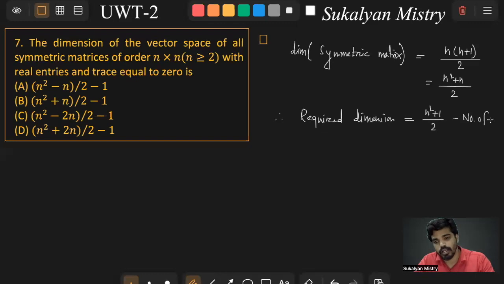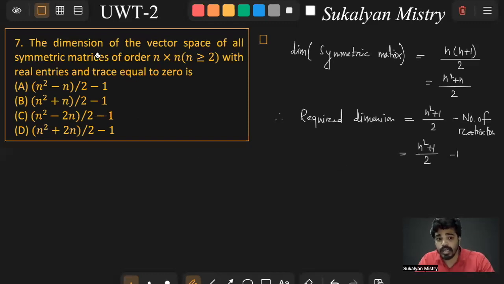will be n square plus n divided by 2 minus number of restriction. Okay, number of restriction. So here the restriction is this, that is trace is equal to 0. So this is the restriction. So কতগুলো restriction আছে? 1. So that is n square plus n divided by 2 minus 1. So that is the answer. So option B is the correct answer.